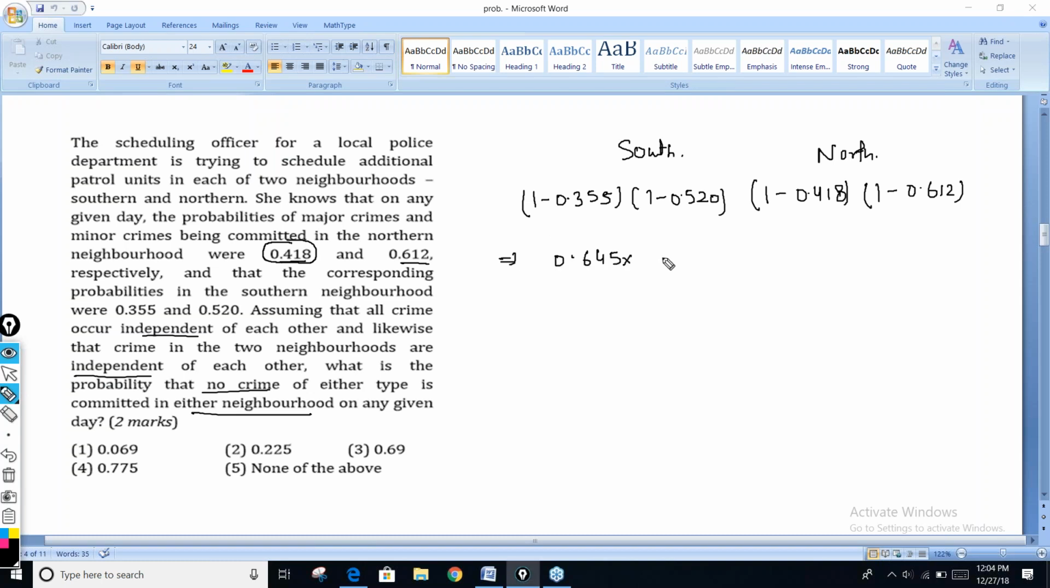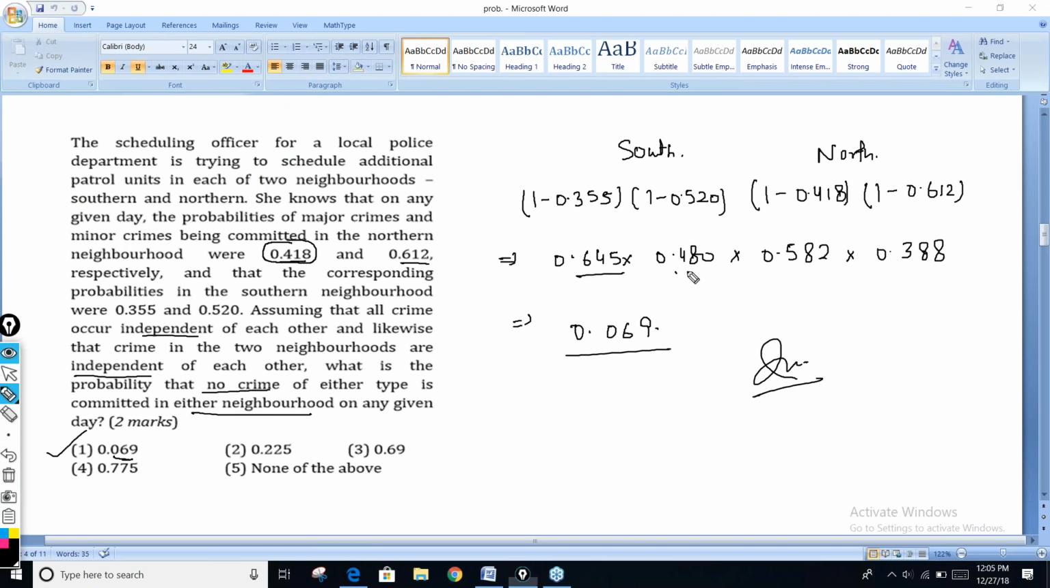0.645 into 0.480 into 0.582, and that is 0.388. So if you multiply all the numbers, you will end up getting this answer. The answer is 0.069. That is the answer. Option B is the correct answer. So it's a simple question. Just multiply the probabilities that crime did not happen in any of the localities, neither major nor minor. Next one.